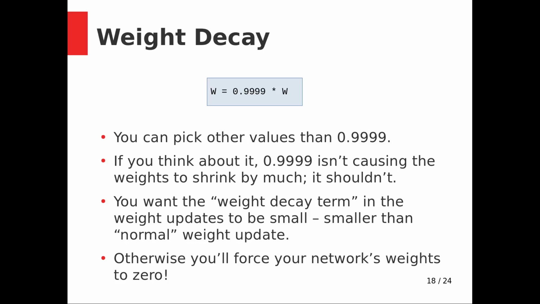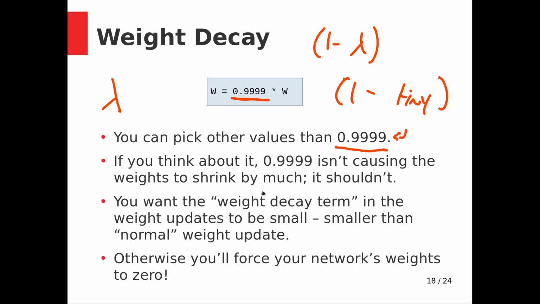So we have that parameter, right? We have the parameter that I explicitly noted as lambda, and then I just kind of picked a small number here, right? Well, okay, the result of 1 minus a small number here. You can pick other values besides 0.9999, but you should make them like this, right? You should use 1 minus something tiny. If you think about it, multiplying our weights times 0.9999 is not going to cause them to reduce by much, and it shouldn't.